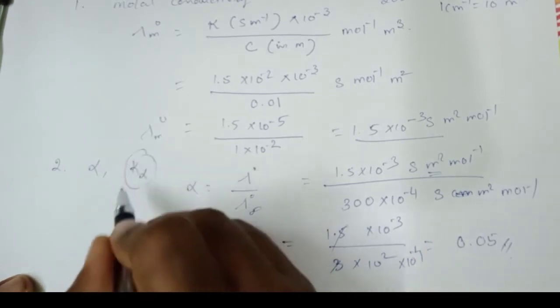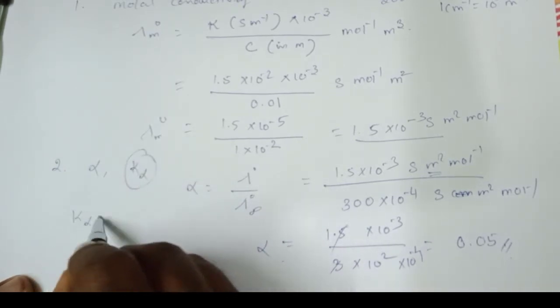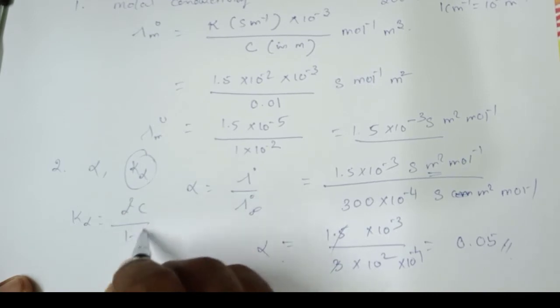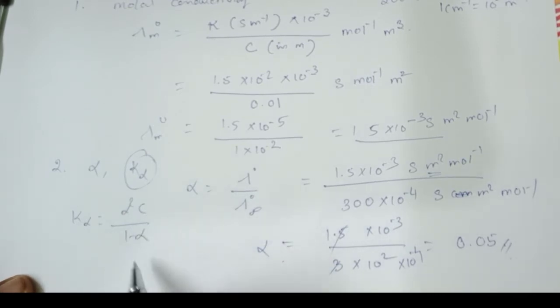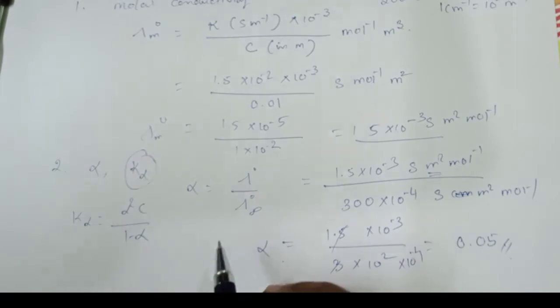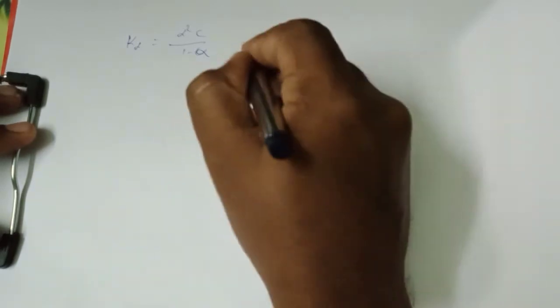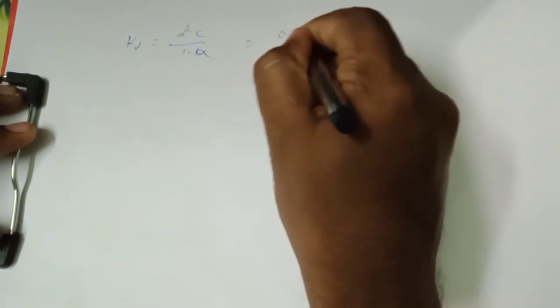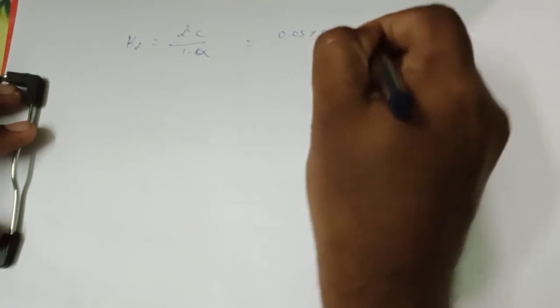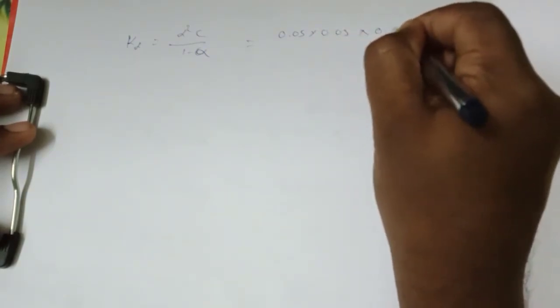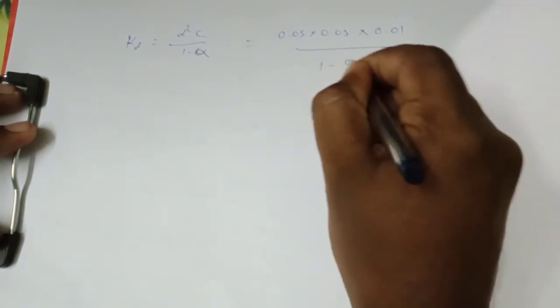You are asked to find K alpha also. K alpha is equal to alpha square C by 1 minus alpha, in which we need to substitute the value of alpha. The alpha value is 0.05, so 0.05 into 0.05. The concentration is always given, it is 0.01, divided by 1 minus 0.05.